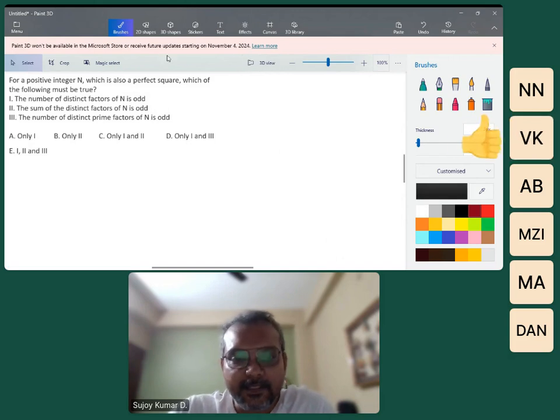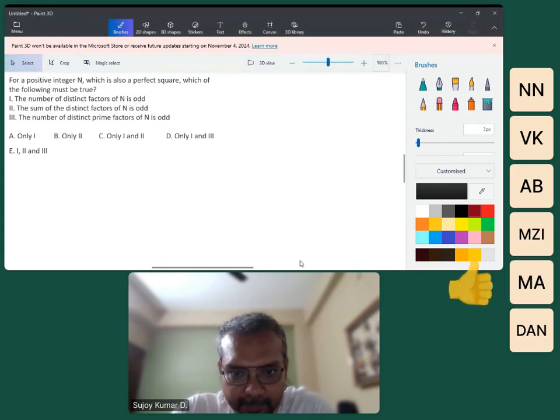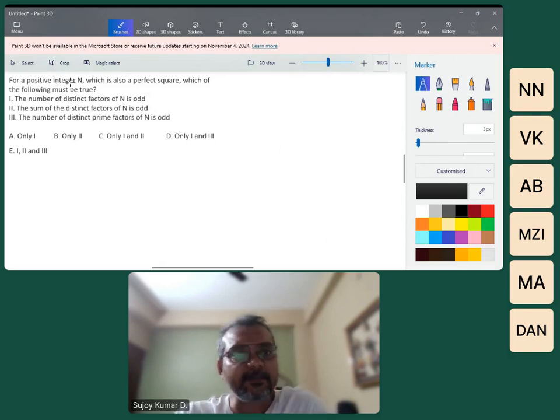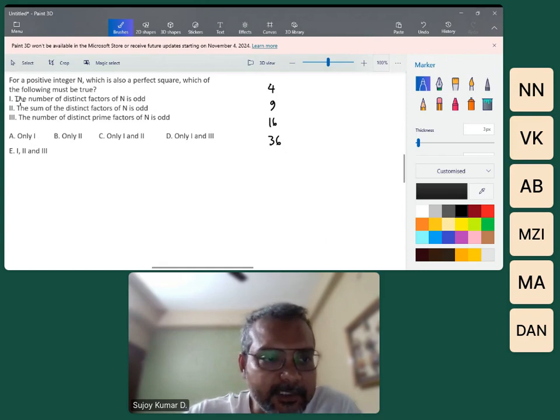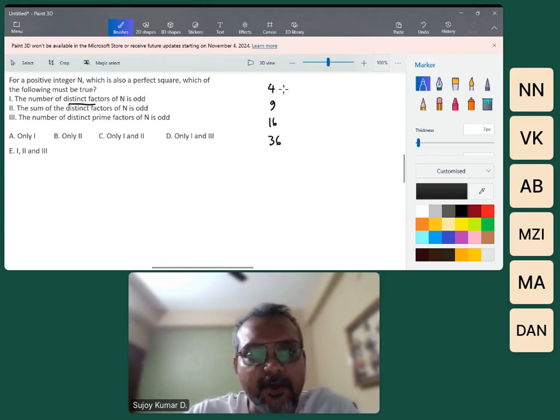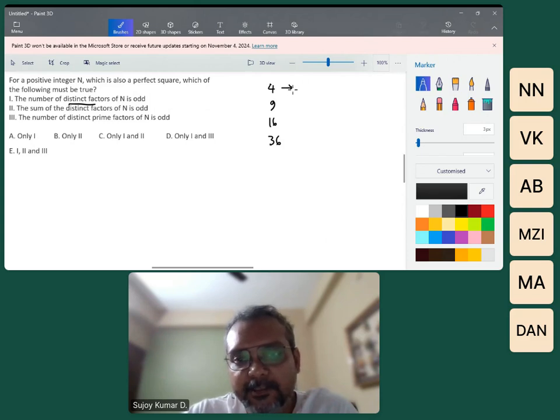Okay. So you can see my screen, right? Here this talks about a positive number which is also a perfect square. So we pick some small perfect squares, like 4, 9, 16, maybe 36, and just check. The first statement says the number of distinct factors is odd. What are the factors of 4? It doesn't talk about prime factors, it just talks about distinct factors. So let's write down the factors of 4. We have 1, 2, and 4.